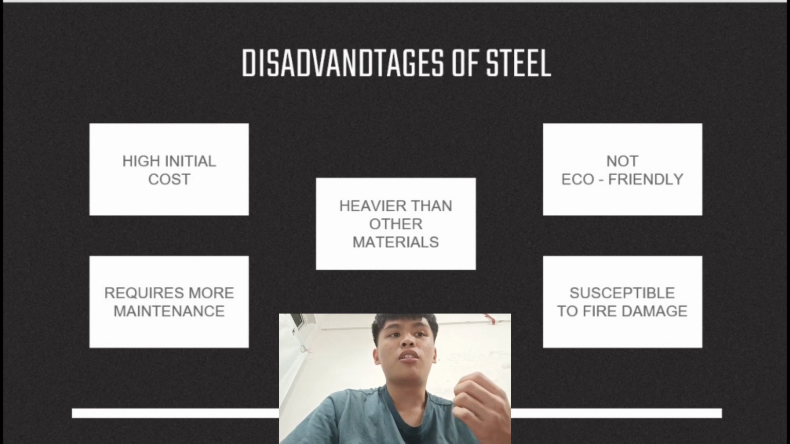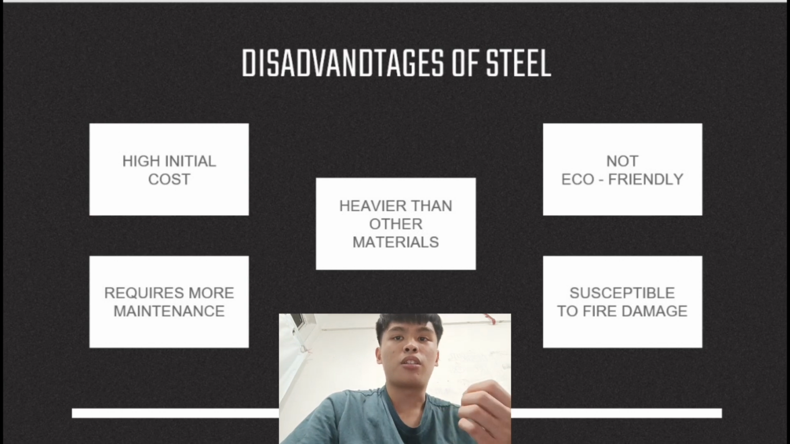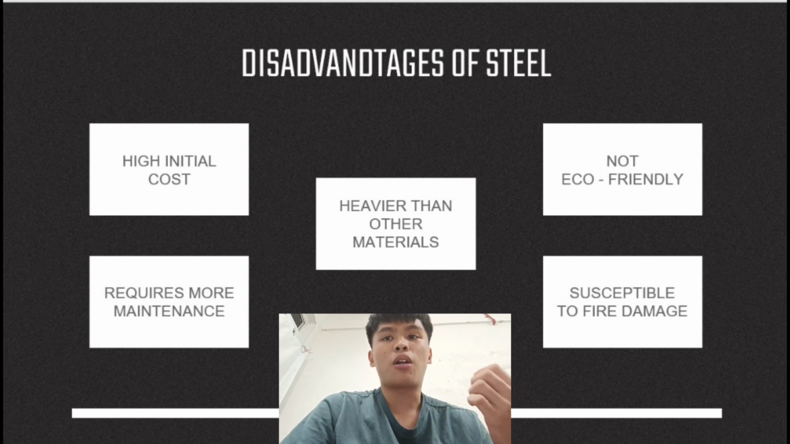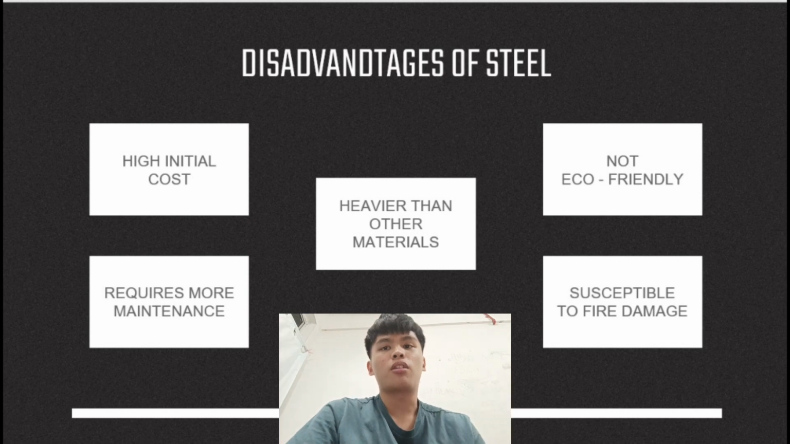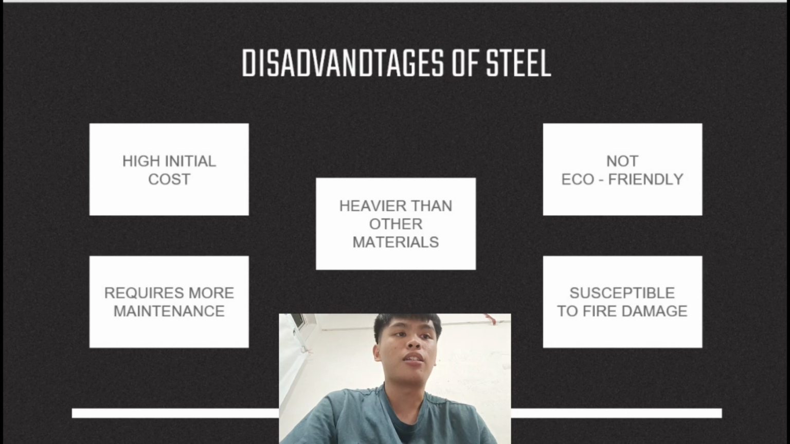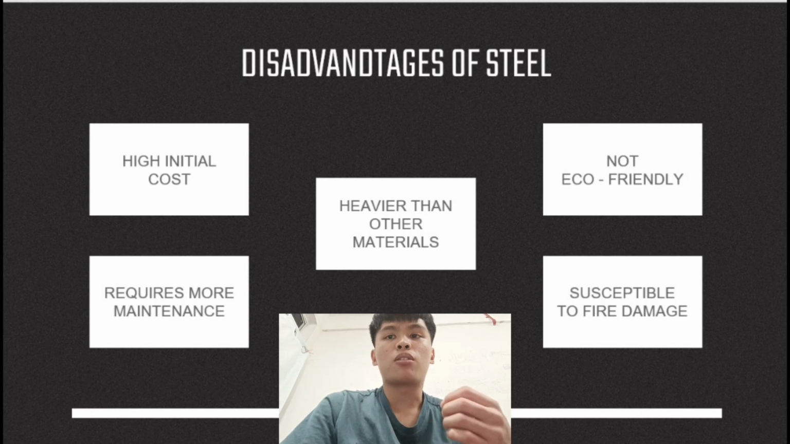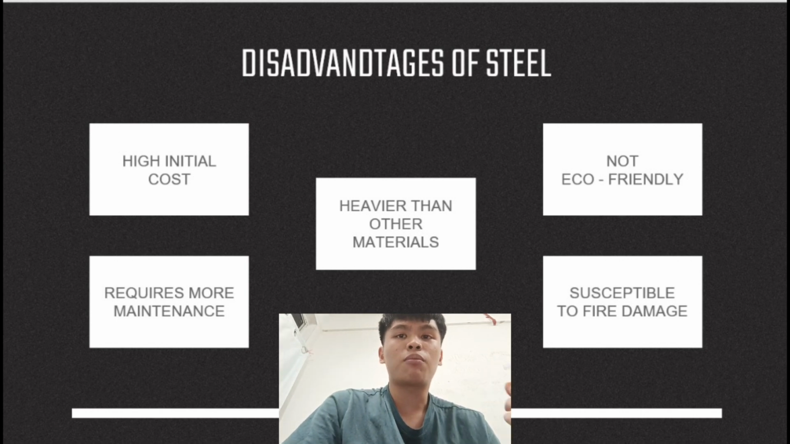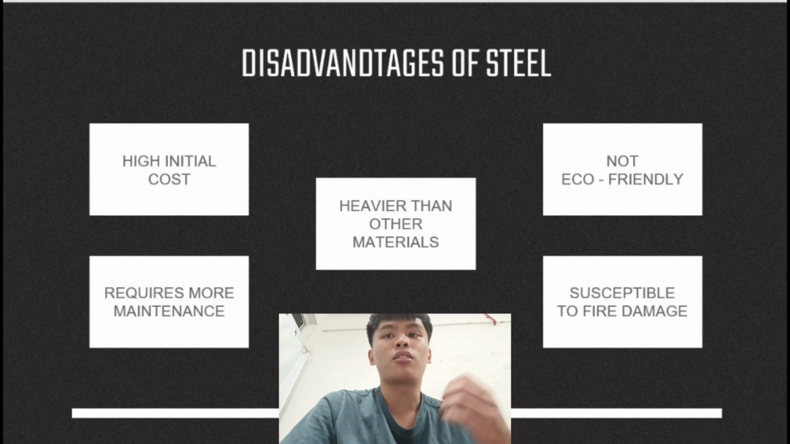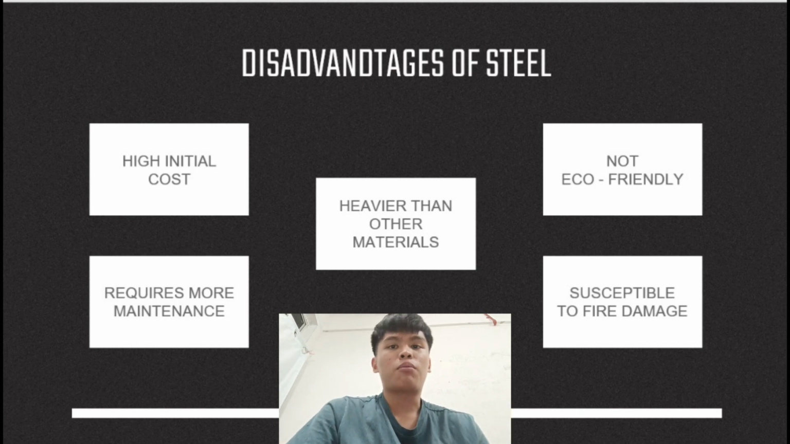Besides, steel is not eco-friendly because steel production emits a large amount of carbon dioxide into the atmosphere, contributing to climate change. Lastly, it is susceptible to fire damage. While steel is extremely strong, it can melt when exposed to high temperatures, which can cause the collapse of a building.